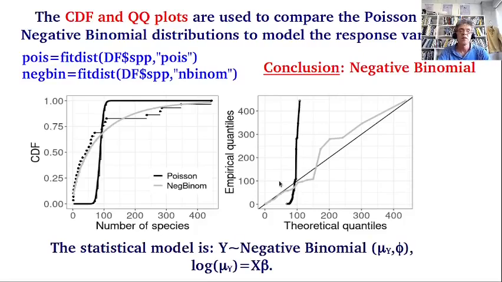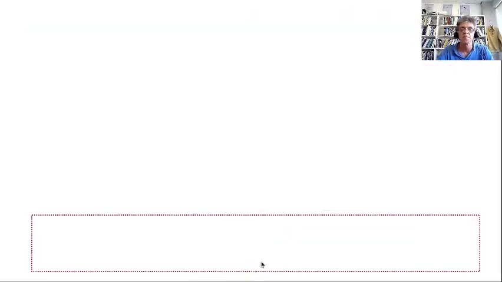response variable. So the statistical model, therefore, is that the response variable has a negative binomial distribution with its two parameters, the mean and phi, the dispersion parameter, and we are going to make the log of the mean of the response variable a linear combination of the explanatory variables with coefficients that we are going to estimate.